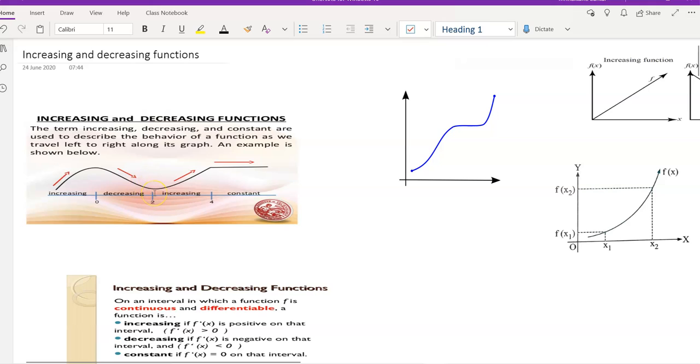From 0 to 2, the value is decreasing. From 2 to 4, increasing. And beyond 4, it becomes constant. So graphically, you are getting a view of an increasing, decreasing or constant function.